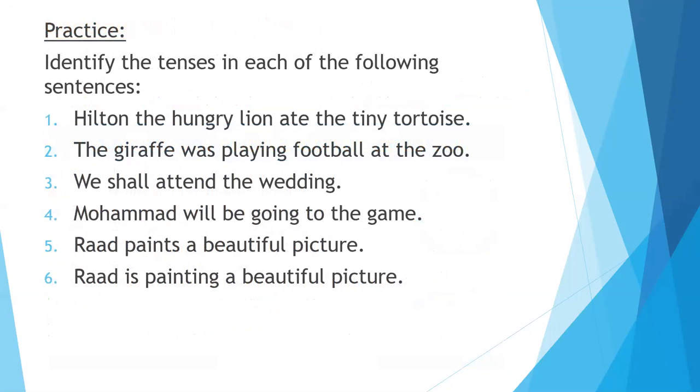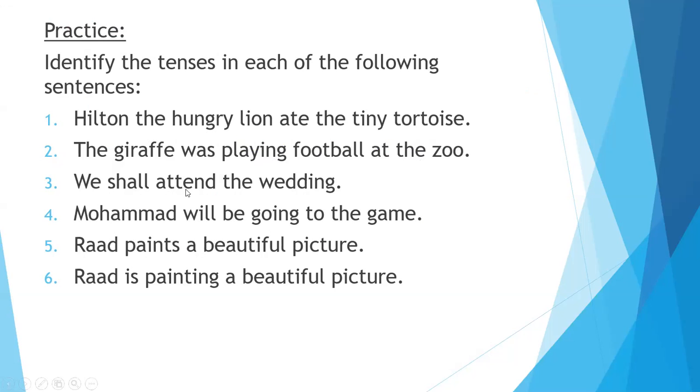So if we had to identify the tenses in each of the following sentences: Hilton, the hungry lion, ate the tiny tortoise. What's the verb? Ate. There's no ing, so it must be a simple tense. And what is this tense, ate? It's past tense, so it is simple past tense. The giraffe was playing football at the zoo. Was is past tense. The verb play has ing, playing, so it must be continuous past tense.